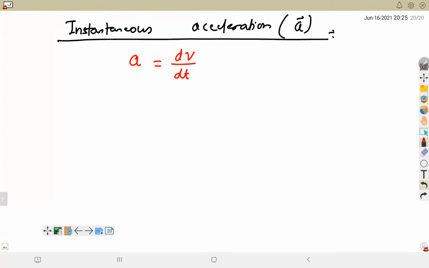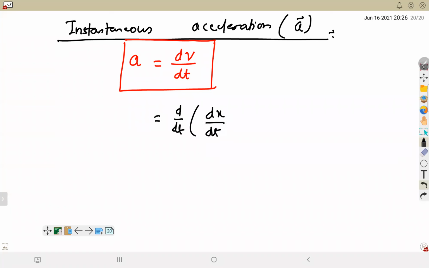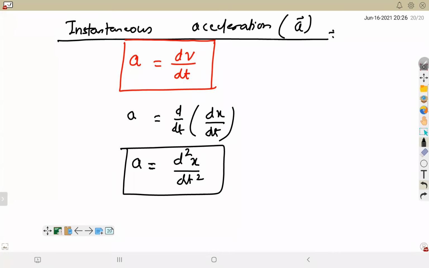Since it is one dimension only, we are not drawing the vector sign. But when we do motion in 2D or 3D, then we have to represent them as vector components in terms of i, j, and k. Acceleration is the instantaneous rate of change of velocity. Velocity was already the rate of change of position with time. So acceleration can also be written as d square x by dt square. The second order derivative of position or displacement is acceleration.